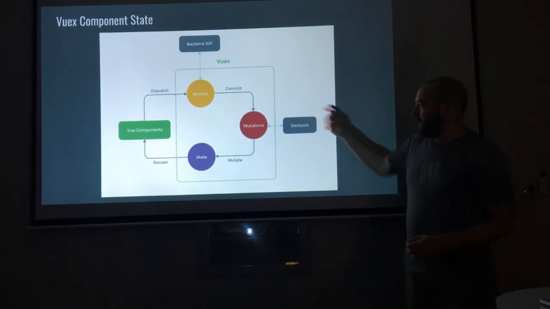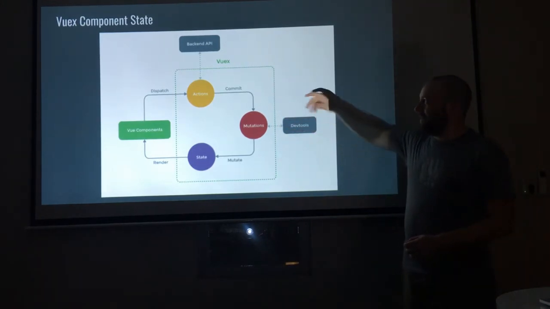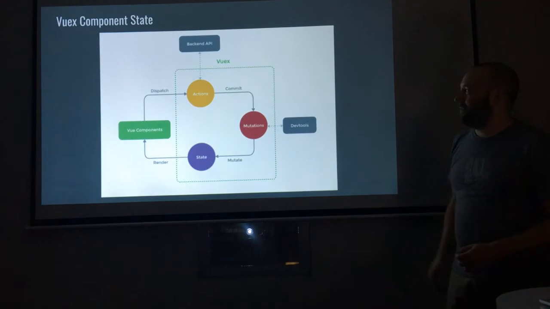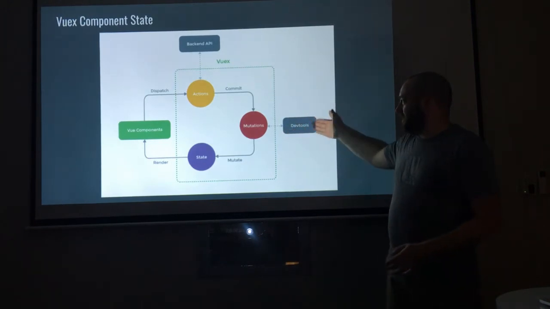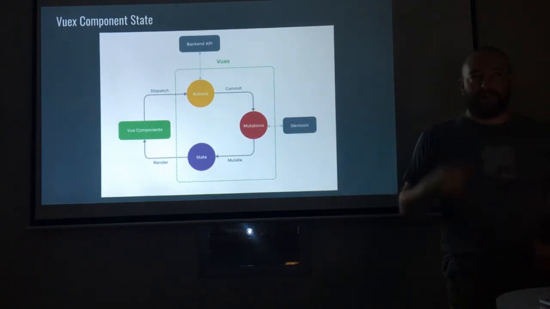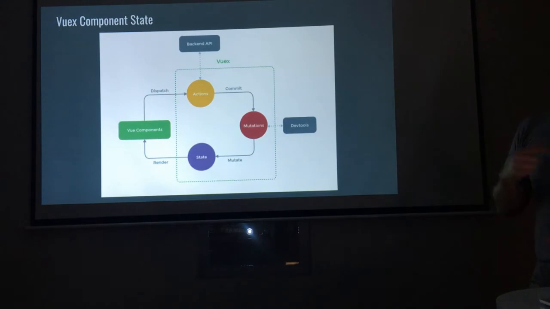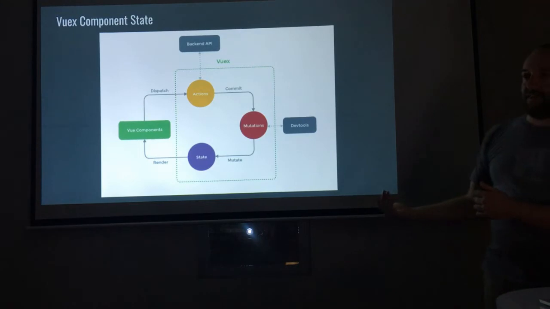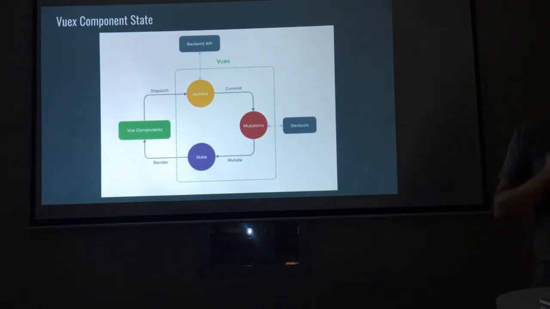This mutation step is a little weird. It bugs me a little bit that both of these things exist, but I understand why they exist. The mutation bit is interesting because DevTools can hook directly into it, and so they can keep track of the mutations that occurred in the state. And you can roll them back because you can just replay those mutations. The reason that actions and mutations are separated is because actions allow you to do asynchronous things, which Redux doesn't come out of the box with, and it's super annoying.